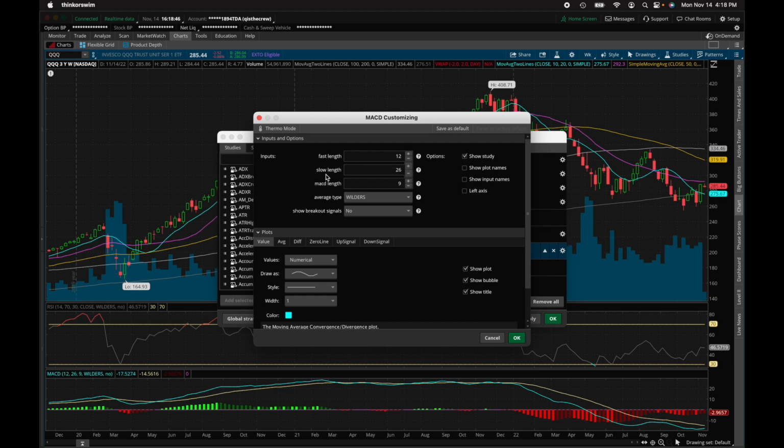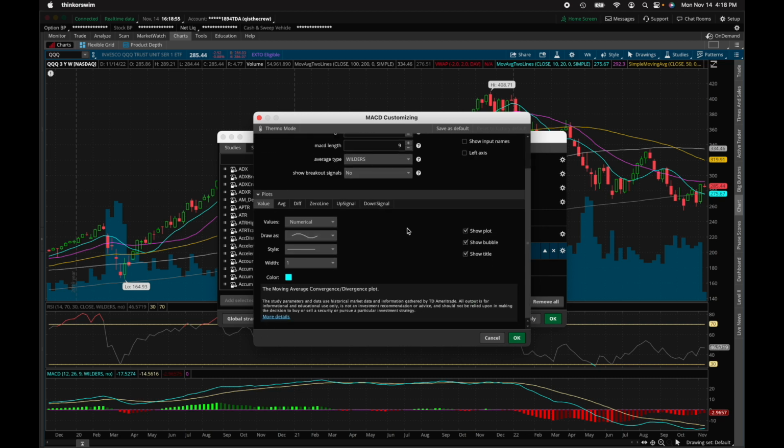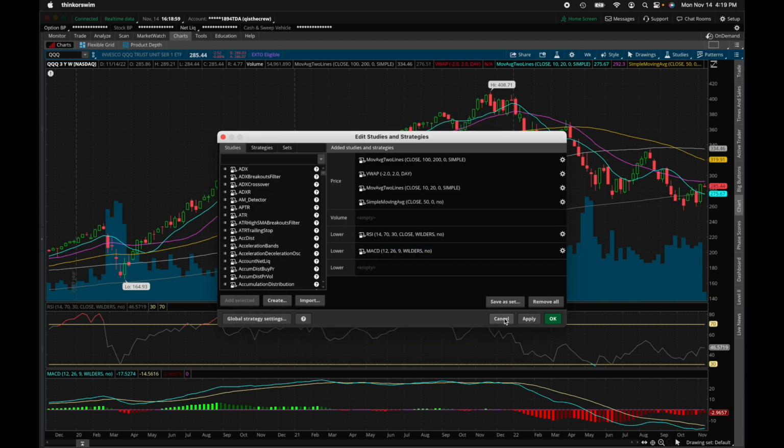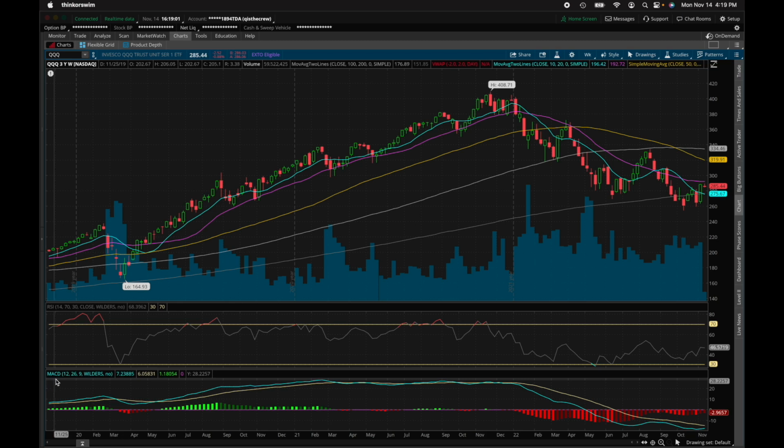The fast length at 12, the slow length at 26, the MACD length at 9, and the average type is Wilder's, which is just like the RSI. The colors don't matter. You can have them set up as different colors, whatever your preference is. But the MACD is down here displayed on the bottom, and you can see that the same settings here apply.